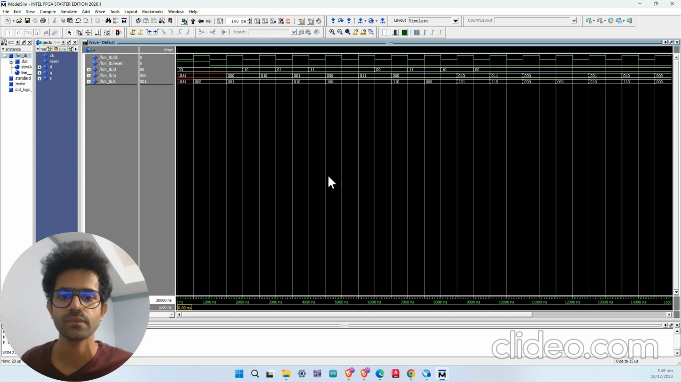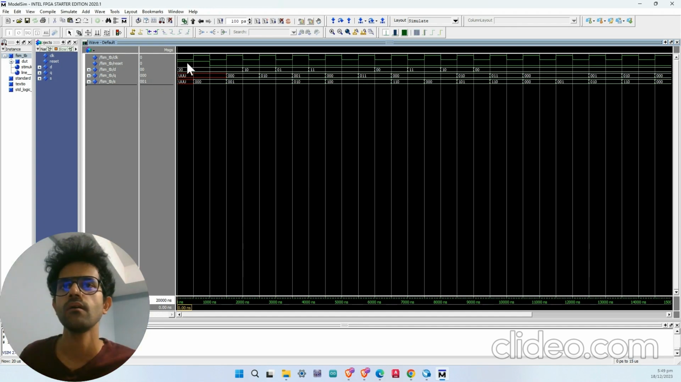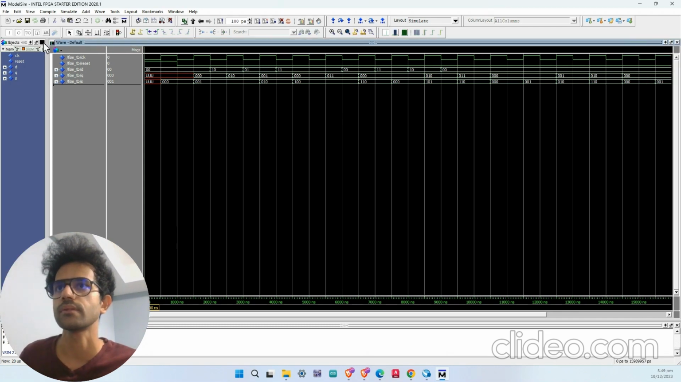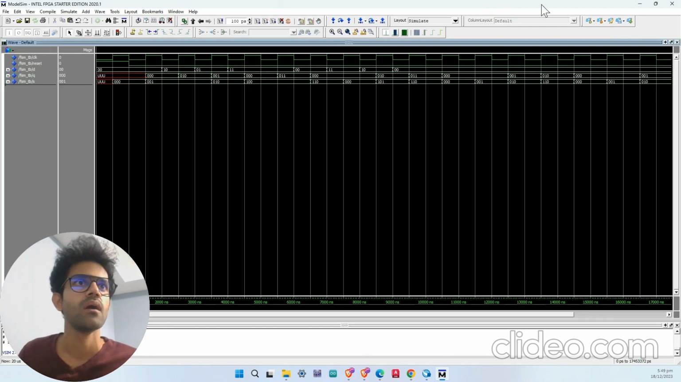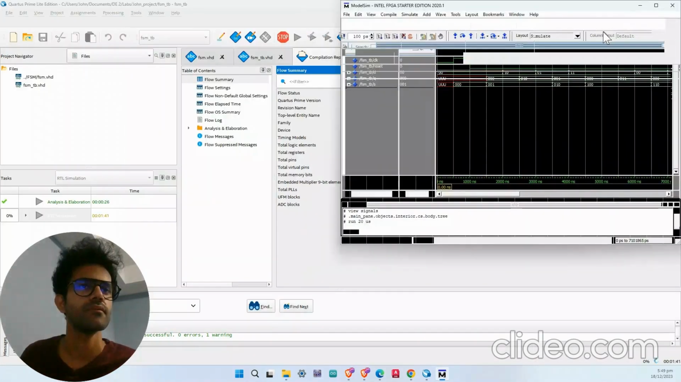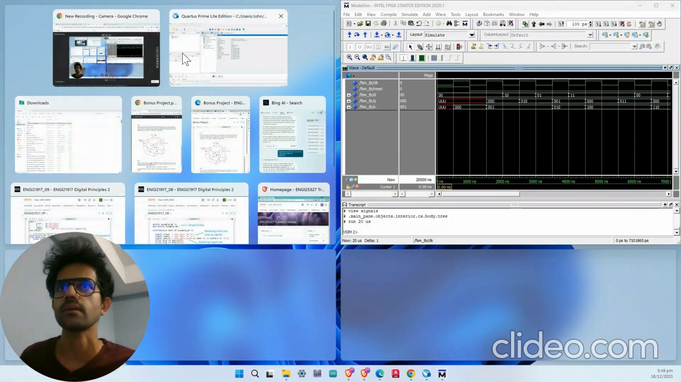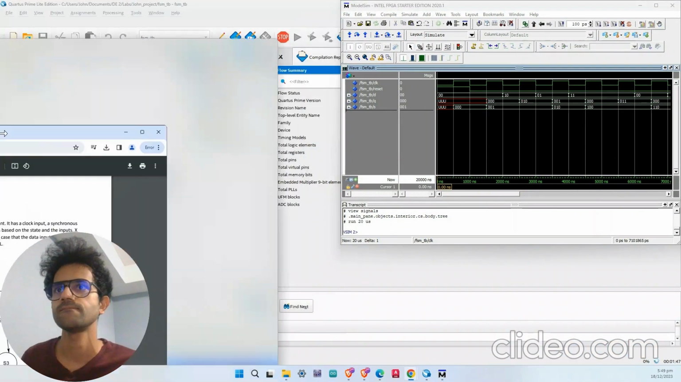Okay, yeah. So we can see the outputs here. We have the clock, we have the reset, we have the different inputs we give, and we can see the output and how the state changes. Let's compare it with the state diagram we have and verify if it's correct. Yeah, this is it.